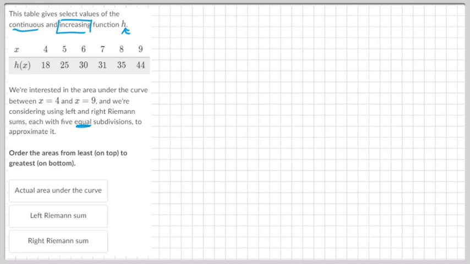Okay, so we need least on top, and then greatest. All right, so we have to have a least and then something in the middle and then greatest. Which one goes on top? Which one is the least? Which one is the greatest? Which one goes on bottom?